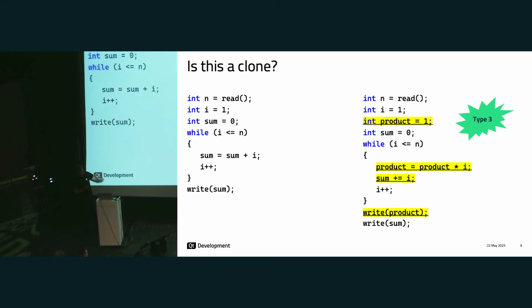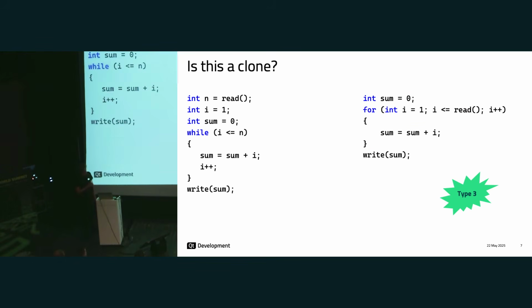Now this time I add a few more statements. I introduce the calculation of a product into the existing code. And in addition to that, I also replaced this addition here with a semantically equivalent addition here. Would you consider that a clone? So, maybe. At least the left-hand side is subsumed in the right-hand side. It's different, but it's not identical anymore. That's what we call a type 3 clone.